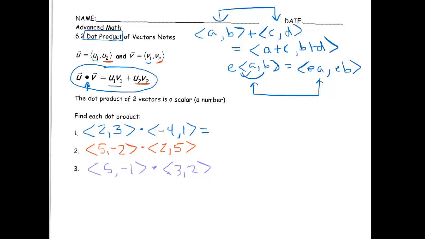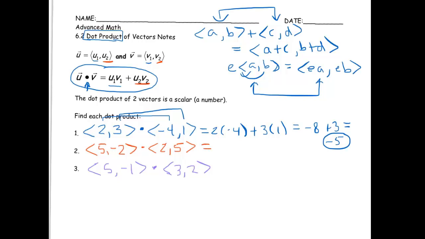So in the first example, you get the dot product. And again, how do you know you're doing the dot product? There should always be a dot right in between. So just look for that. 2 times -4 plus, I add it to the product of the y components, and I get -8 plus 3, or -5. So one thing you notice is that I don't get another vector. I get a number, or what's called a scalar. So the dot product produces a scalar, not another vector.